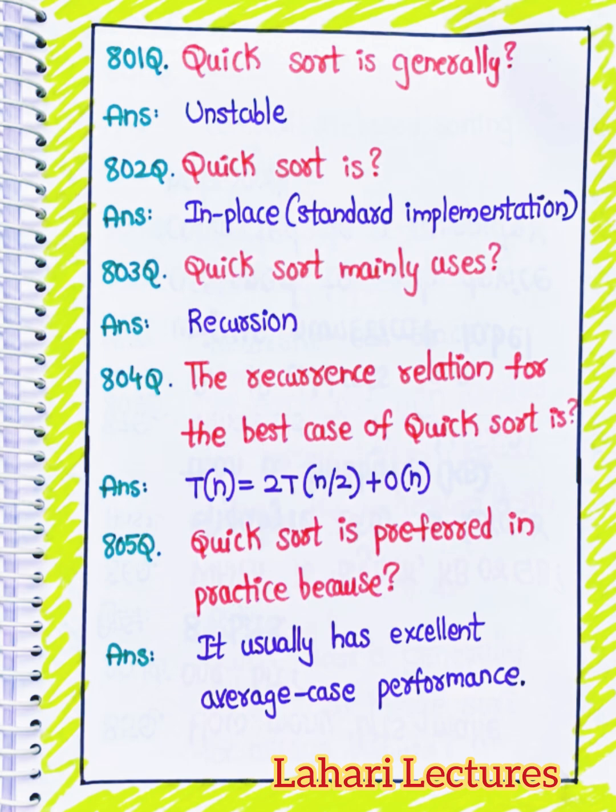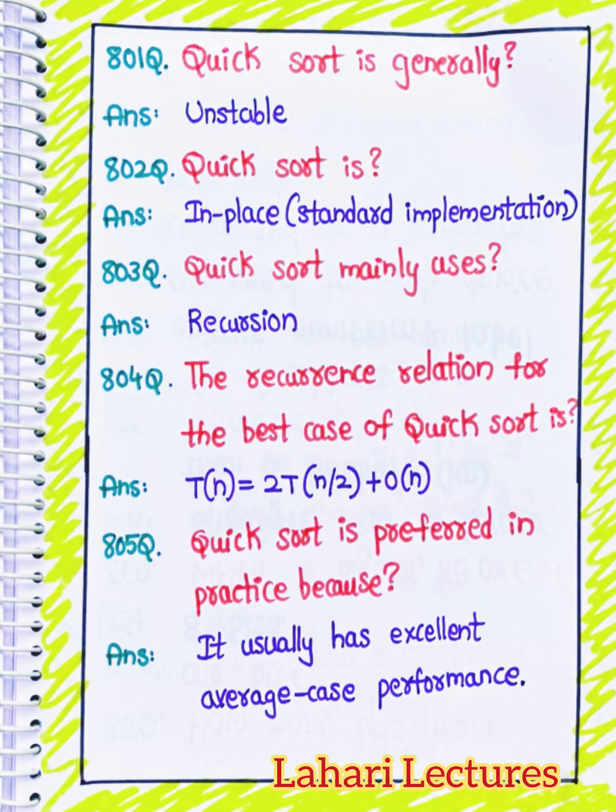First question, quicksort is generally unstable. Quicksort is in place. Standard implementation. Quicksort mainly uses recursion. The recurrence relation for the best case of quicksort is T(n) = 2T(n/2) + O(n).